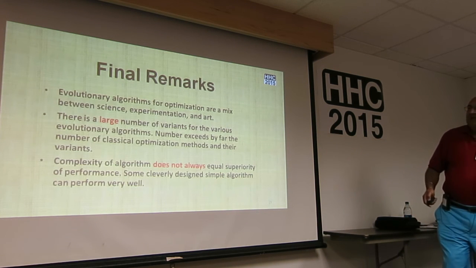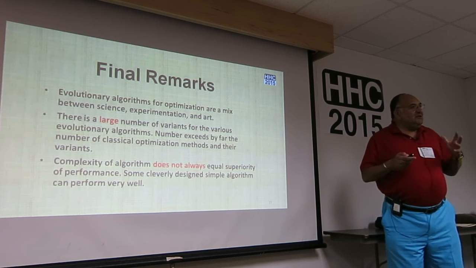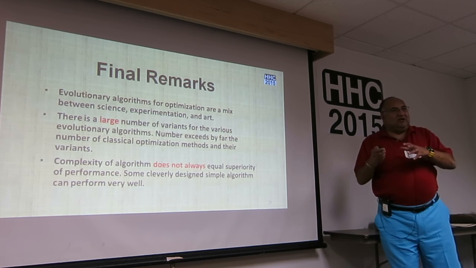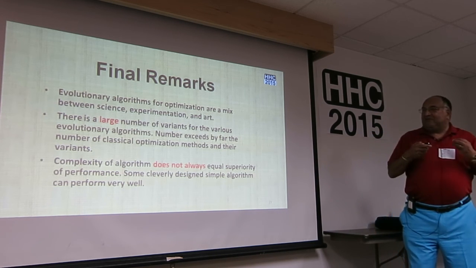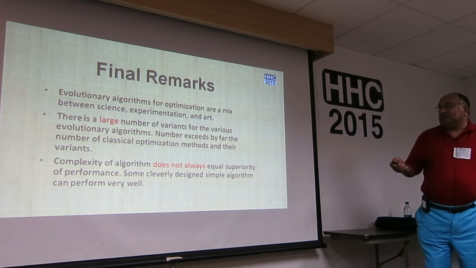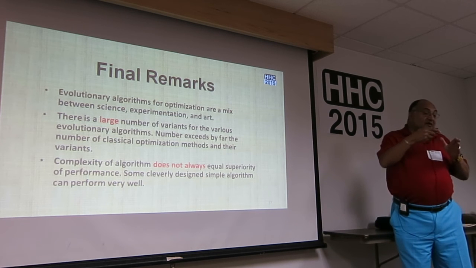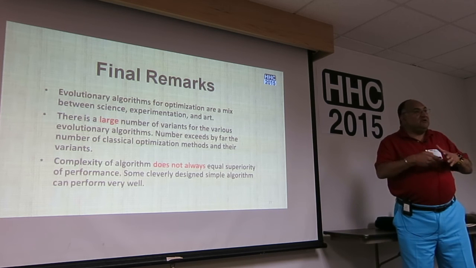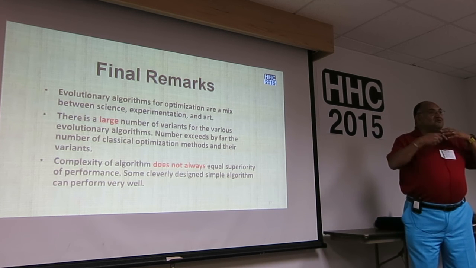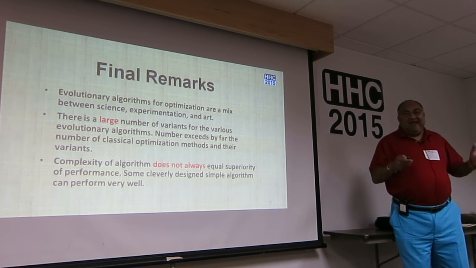Final remarks: evolutionary algorithms are a mix between science, experiment, and art. We're looking at nature, be it genetics, be it ant colonies, and really getting inspired into some clever algorithms. There's a large number of variants that I stated earlier this morning, because each algorithm has different phases, and the scientists have decided, well, maybe if I tweak this phase this way, I get a better result. And if you go through the literature, there's an explosion of different researchers trying to improve the algorithms in their own way. It's like being a kid in a candy store.